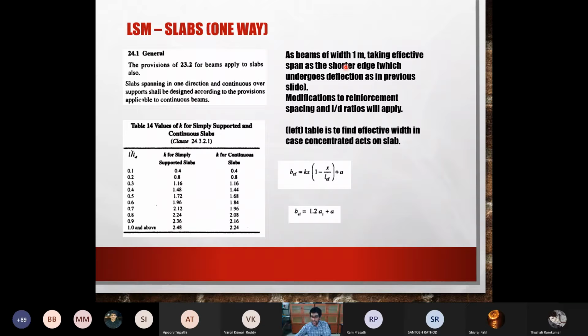But for a slab, what do you do? You are considering a slab as a beam of unit width. One-way slabs are designed as beams of unit width. So what do you think will be the units for these things, load, moment, and area of steel? What do you think will be the units for them then?